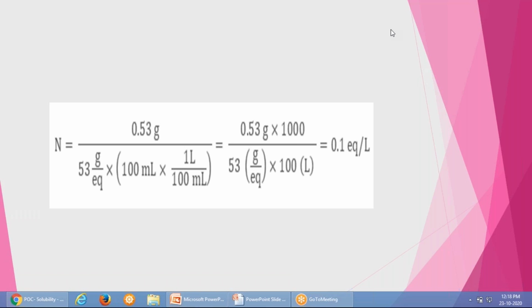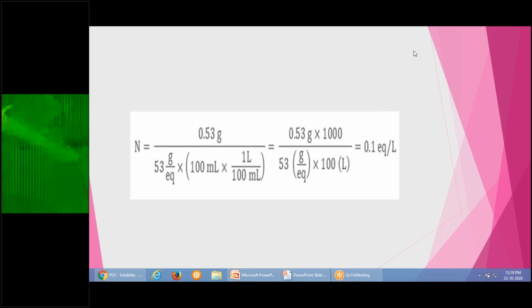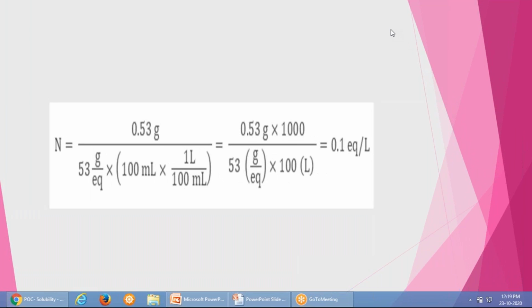If you take sodium carbonate, its molecular weight is 106 and the valency of sodium is 2. So it will be 106 divided by 2, that is 53 grams. So 53 grams of sodium carbonate is dissolved in 1000 ml of water to get 1 normal solution.